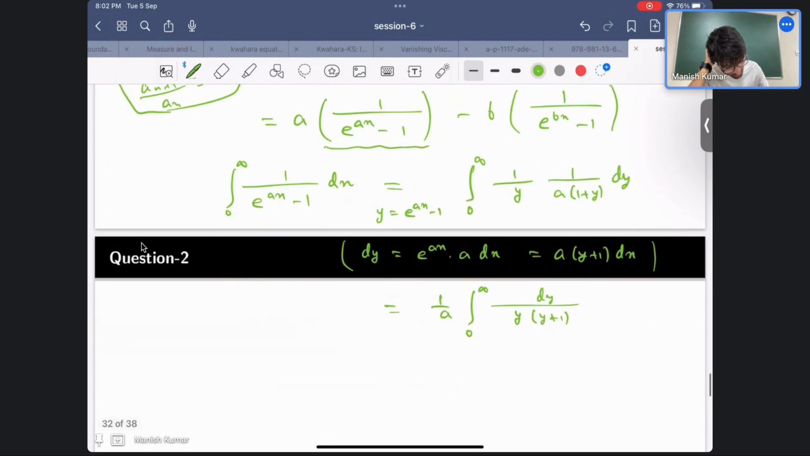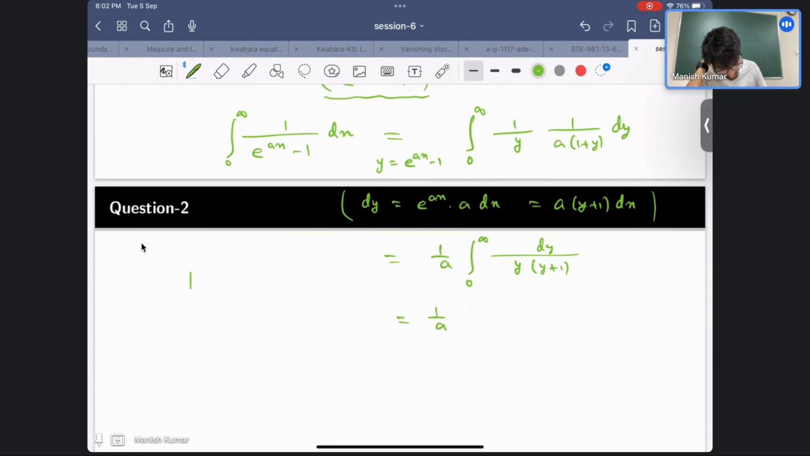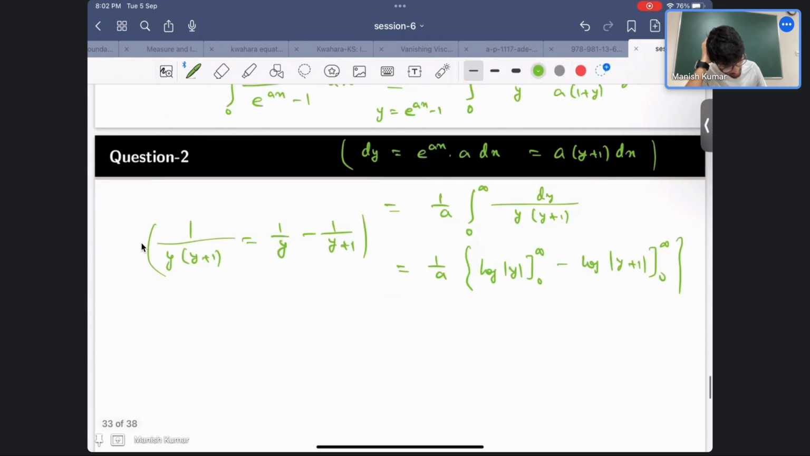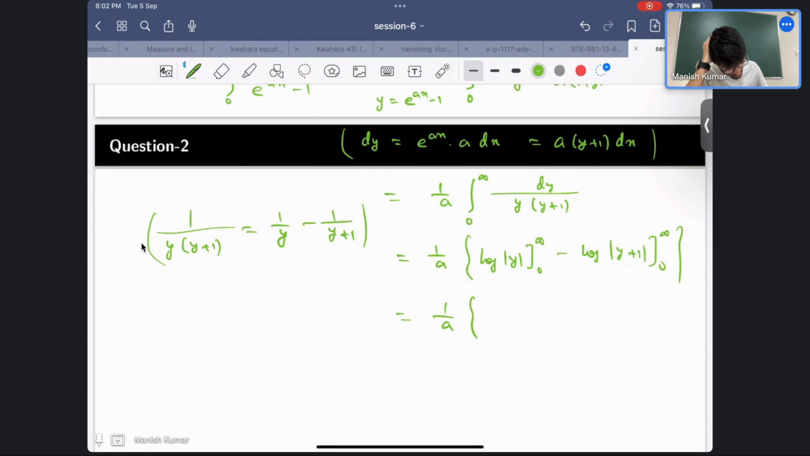Now this is 1 by a, and 1 by y times y plus 1 can be written as 1 by y minus 1 by y plus 1. If you write it in that fashion, you'll get, if you integrate, log of mod y from 0 to infinity minus log of mod y plus 1 from 0 to infinity. Before substituting, maybe let's write it in this way: log of mod y upon y plus 1, and then evaluate from 0 to infinity.